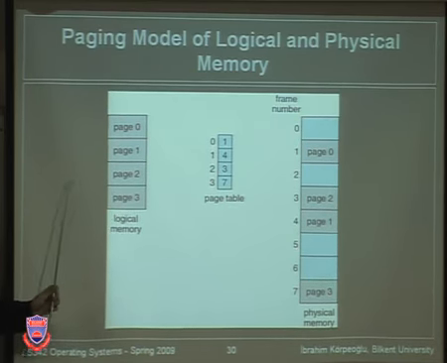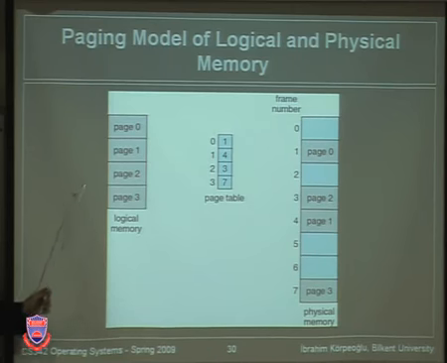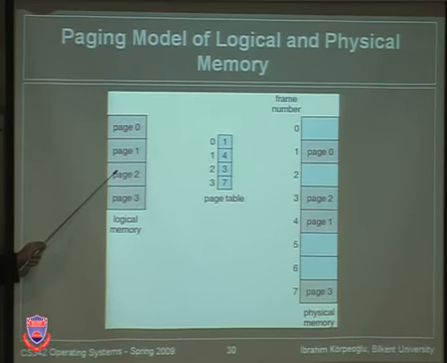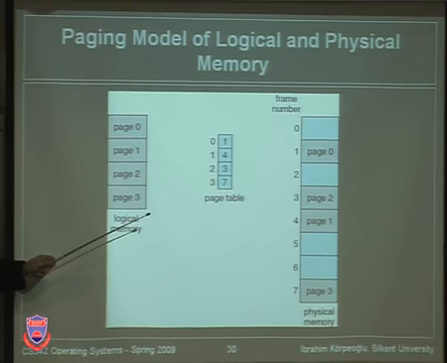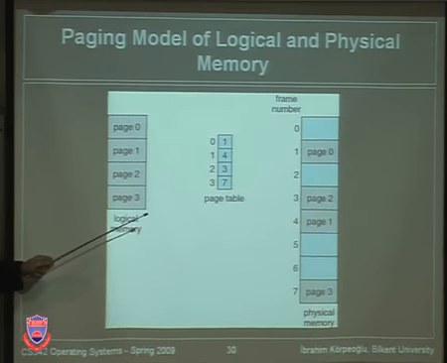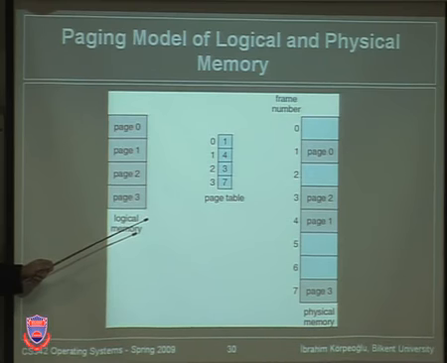But what happens during the program execution? If you make a reference to a location here, a memory reference, that has to be translated into a physical address. Who is doing the translation? The operating system, or what?